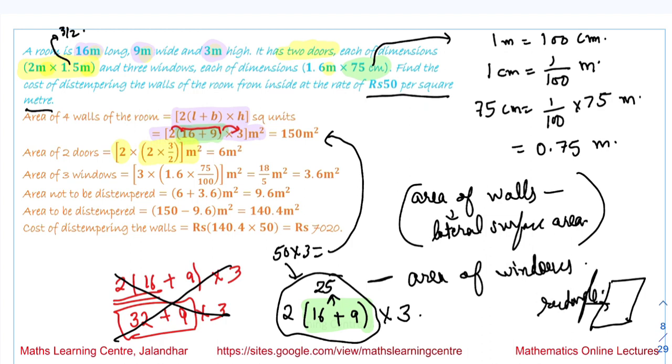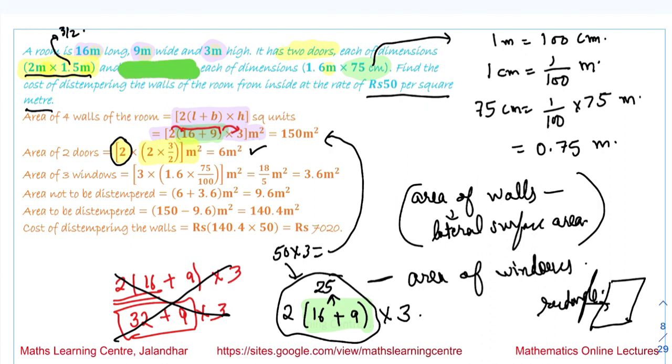Door is just the rectangle we are talking about. So the area of this rectangle will be 2 into 1.5 meter. There are two doors, so we have multiplied with 2, and the answer we are getting is 6 meter square.